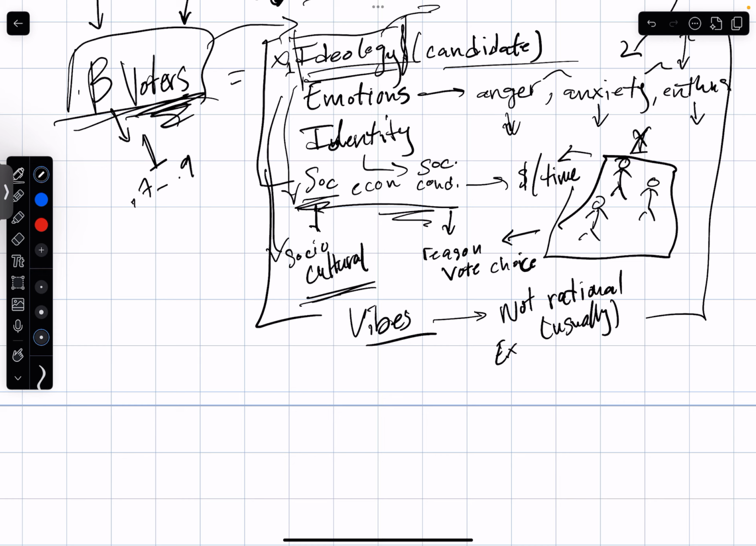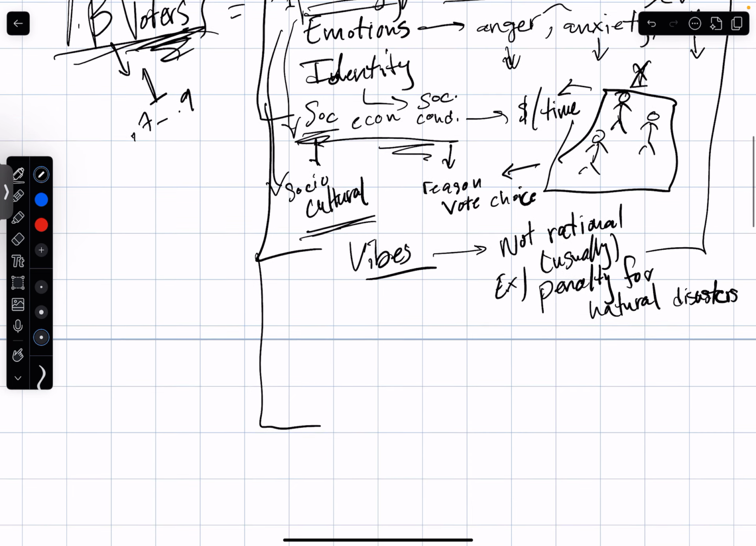I'll just write down the example. Penalty for natural disasters.